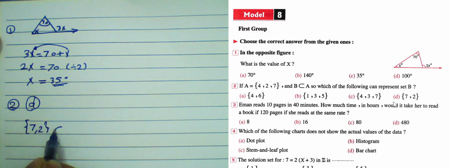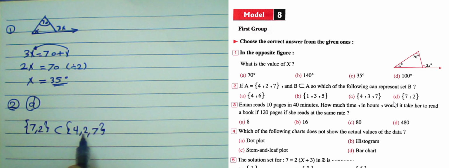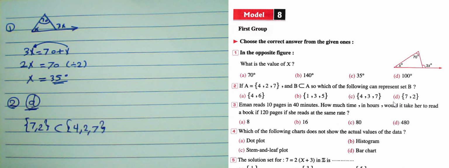All elements here are a subset of the set which contains 4, 2, and 7. Choose letter D because each element here, 7 and 2, lies in set A. Okay, we must choose letter D. Question number 3.